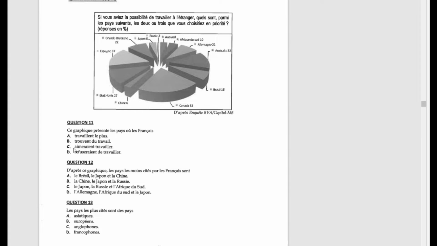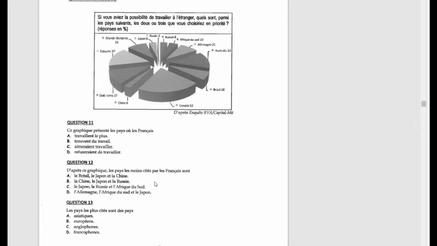So answer should be aimerait travailler. Next question, d'après ce graphique, les pays les moins cités par les Français sont. So we have basically three countries in each option. We have to add up their numbers and we have to select the one with the lowest number.